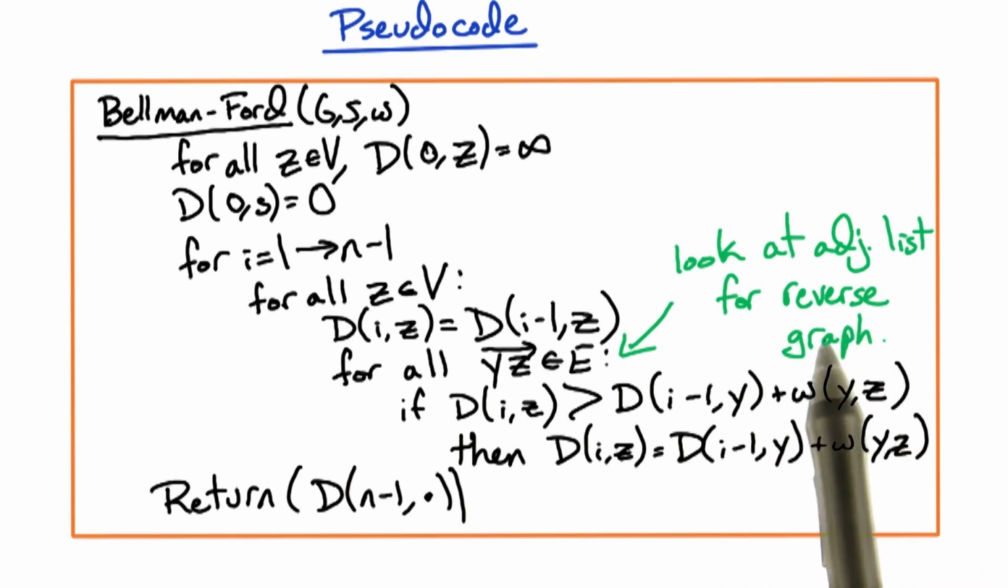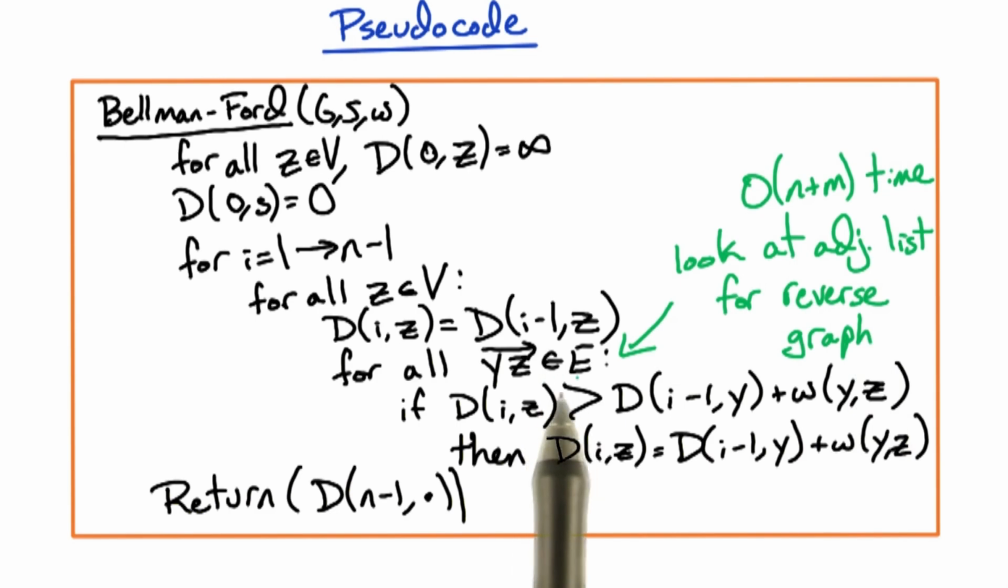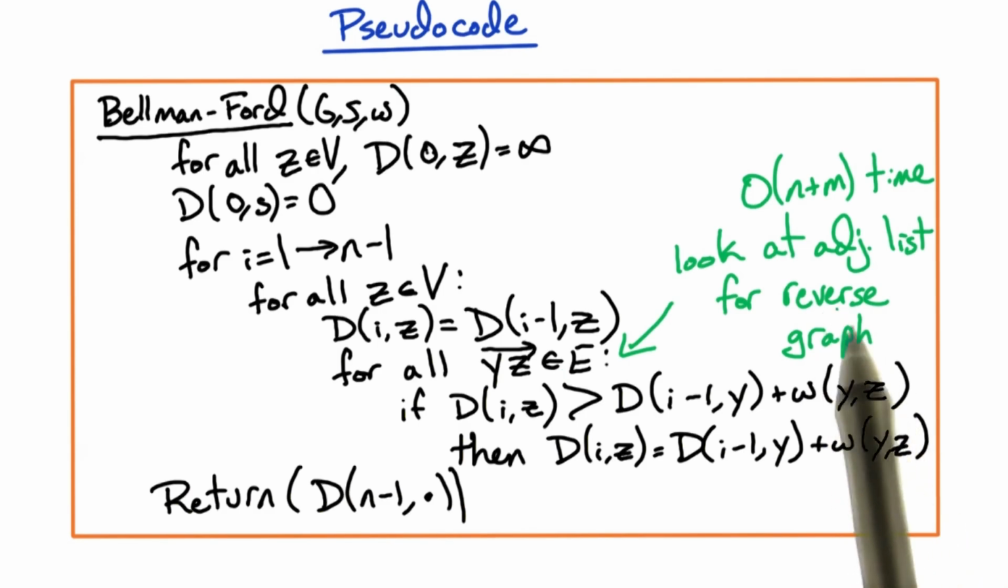To construct this graph takes linear time, order n plus m time. And then we take the adjacency list for this reverse graph, and that's going to give us the edges into z, because in the reverse graph, these are the edges out of z. The edges in the reverse graph which are out of z are the edges into z in the original graph.